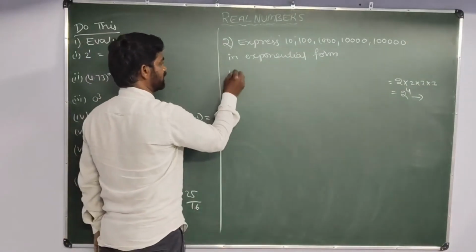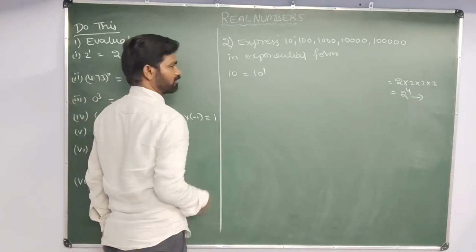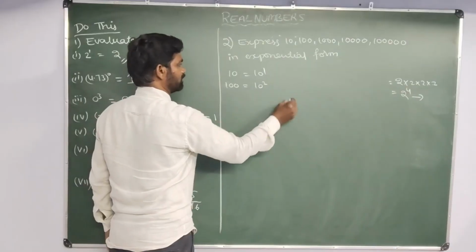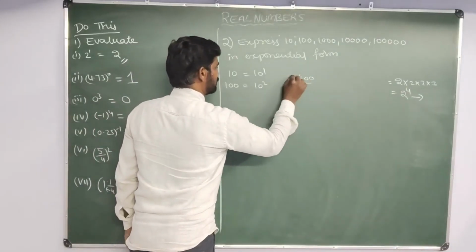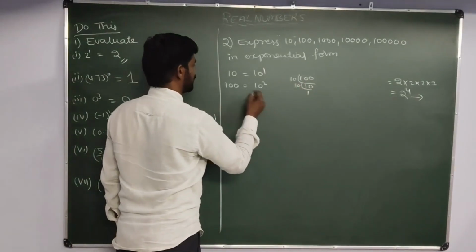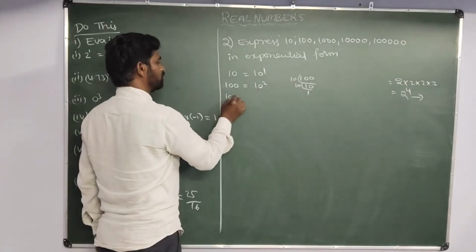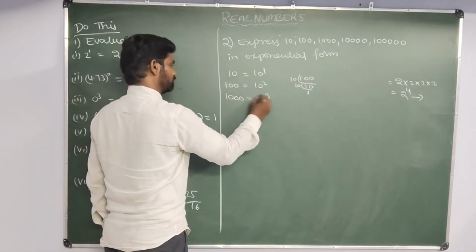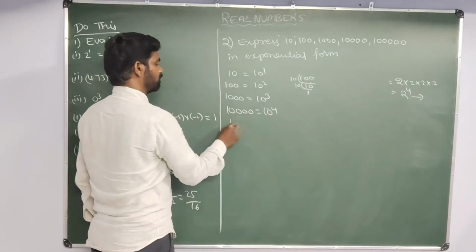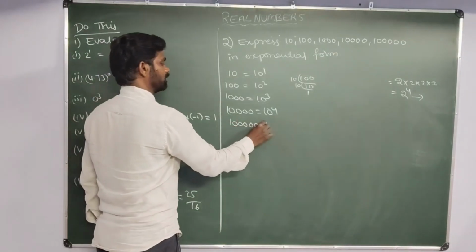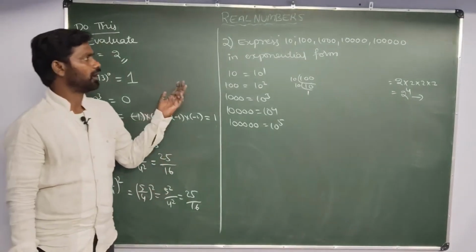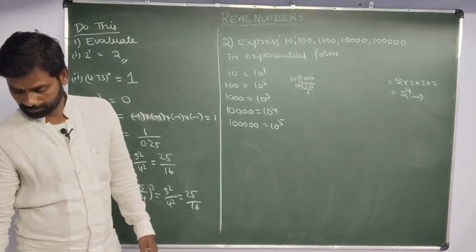So first I'll take 10. So 10 we can write as 10 power 1. Next 100. So 100 we can write that as 10 square. So 100 is 10 square. Next 1000. 1000 is 10 cube. Next 10,000. 10 power 4. 1 lakh. So 1 lakh is 10 power 5. So this is the representation or expressing in exponential form.